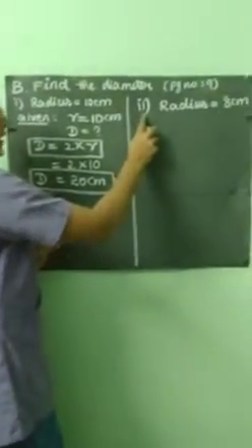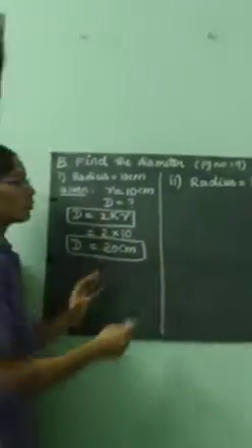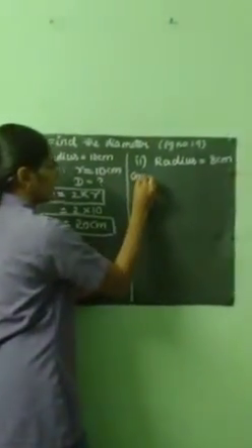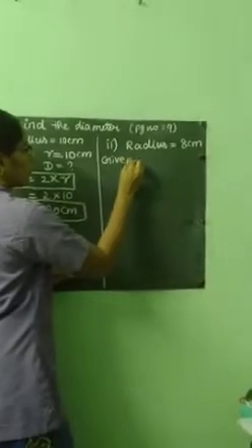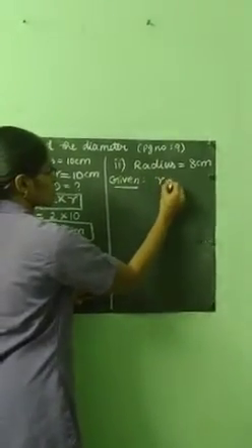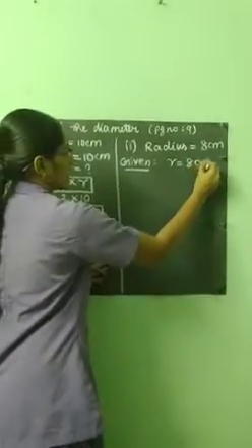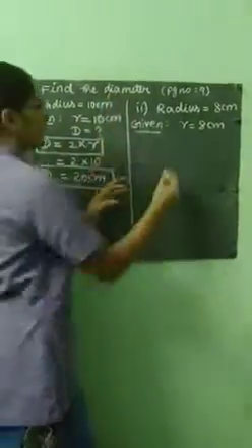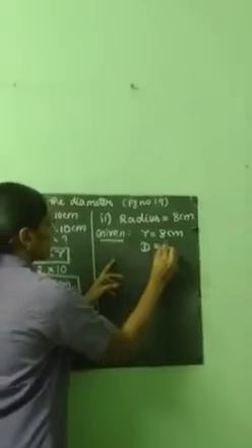Okay, ma. Now second sum, radius equal to 8 centimeter. Same like that we want to do here. First write the given. What is given, ma? Radius equal to 8 centimeter. So small r equal to 8 centimeter. Now we want to find out the diameter. So d equal to question mark.